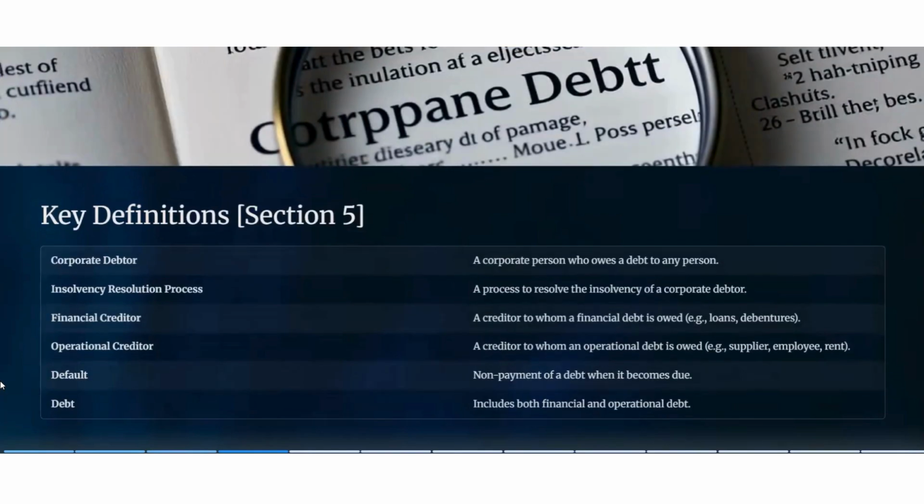There are some key definitions which need to be understood under Section 5. Corporate debtor: a corporate person who owes debt to any person is called a corporate debtor. Insolvency resolution process: a process to resolve a state of insolvency of a corporate debtor.